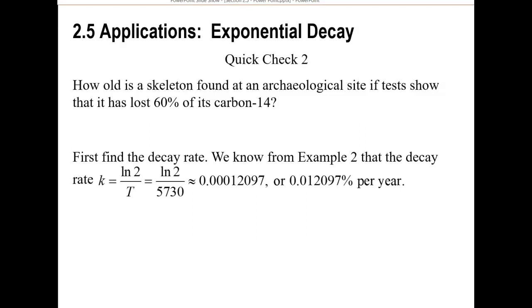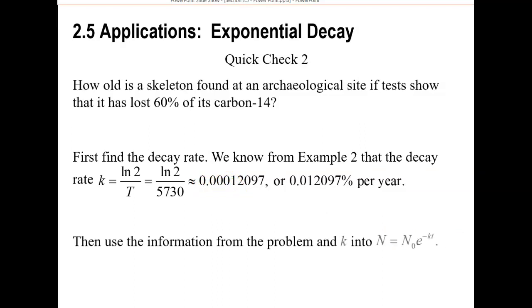All right, so the decay rate, we know decay rate equals natural log of 2 divided by half-life, and for carbon-14, the half-life is 5,730. So natural log of 2 divided by 5,730 is 0.000120097, or 0.012097% per year. Right, to convert back to percent, you multiply by 100 and move the decimal 2 places to the right. Then use this information from the problem and the k into our decay model.